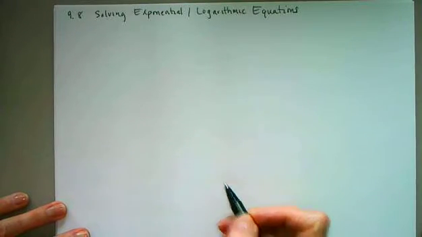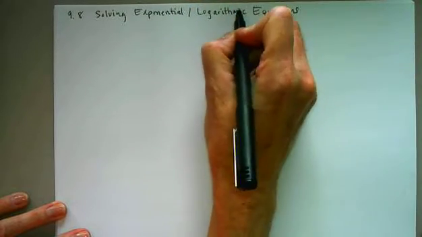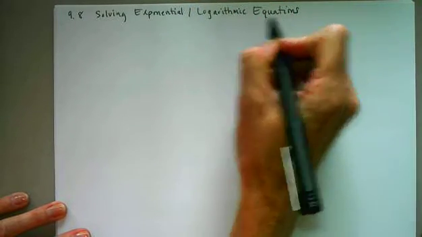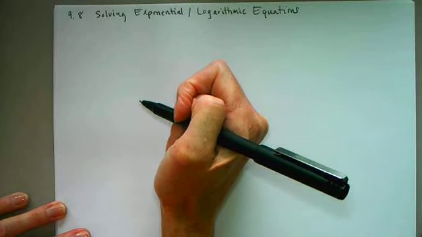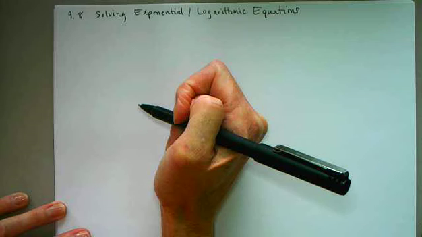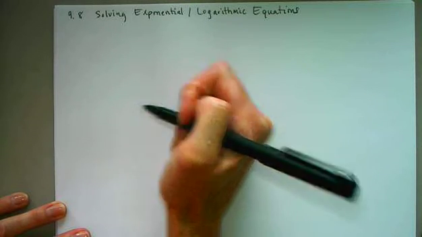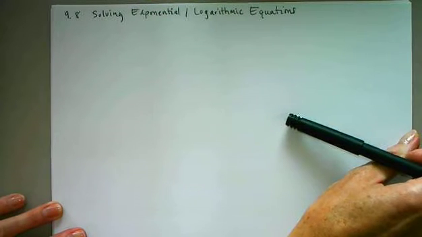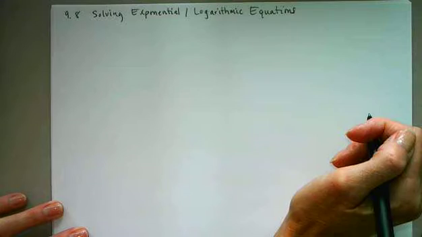9.8 is solving exponential functions and logarithmic equations. And this is a really important section because it kind of puts everything in chapter 9 all together. And this is something that will absolutely be on your final. So you need to pay close attention to every problem. And you need to text our class mentor if he can help you. Make sure you study this section really well.